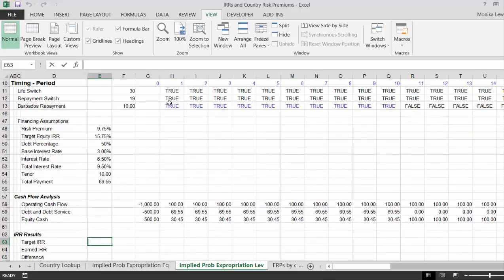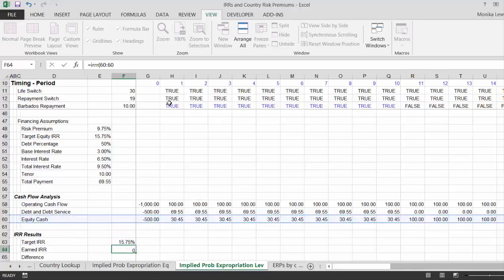IRR results, and we're looking for a target IRR. Maybe we put this over here. We're looking for an IRR of 15%. And IRR, this one.